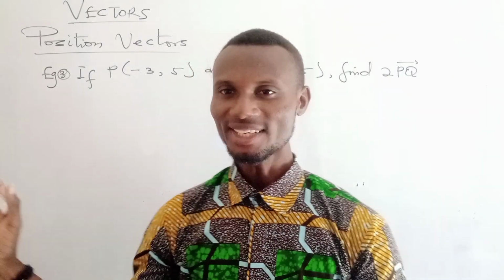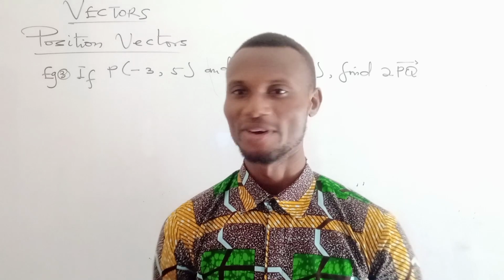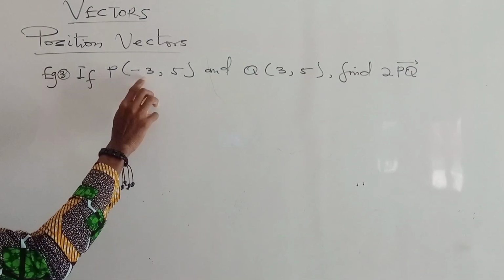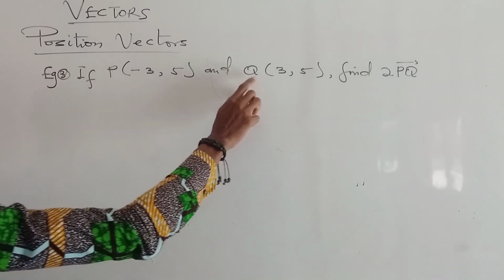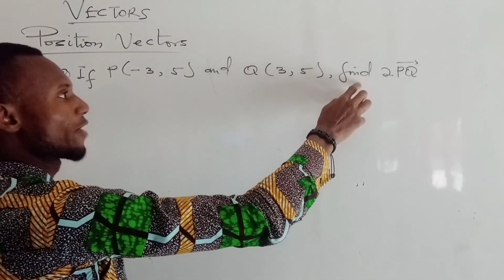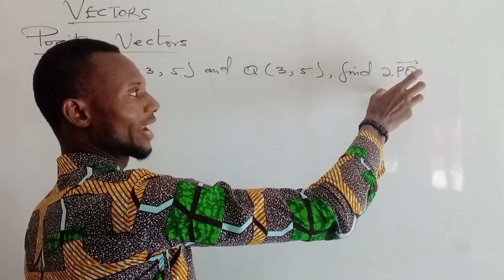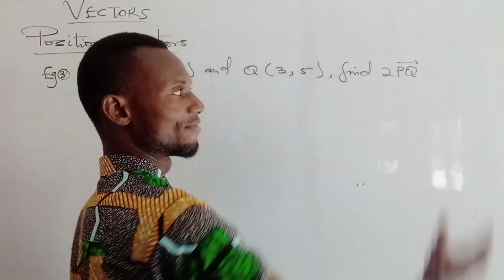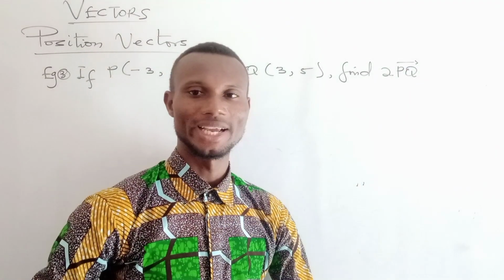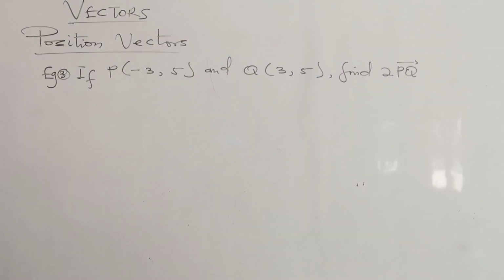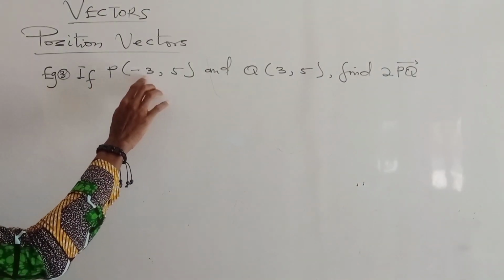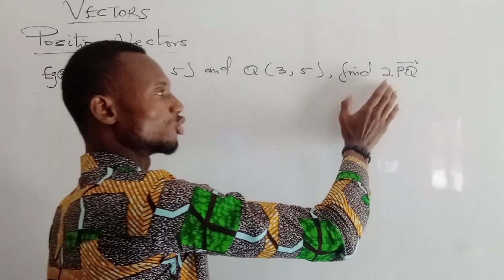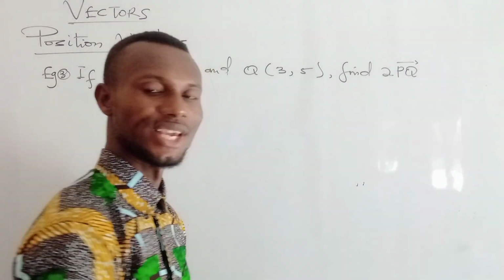Let's go ahead and take a look at example 3 that I have on the board. Let's read it together. It says that if point P is given to be (-3, 5) and point Q is given to be (3, 5), find 2 multiplying the vector PQ. So we have to find 2 times the vector PQ. Let me read it one more time. It says that if point P is given to be (-3, 5) and point Q is given to be (3, 5), you should find 2 times the vector PQ.